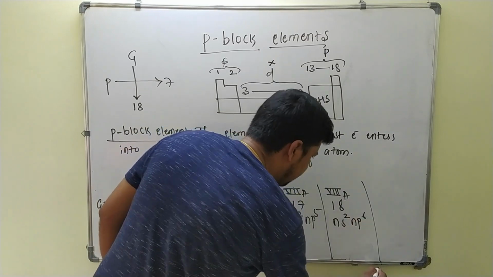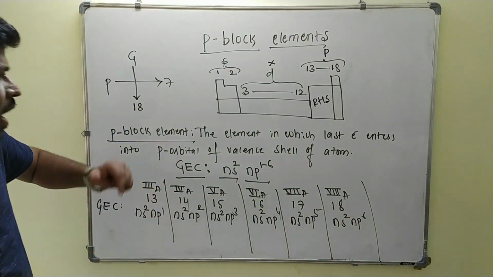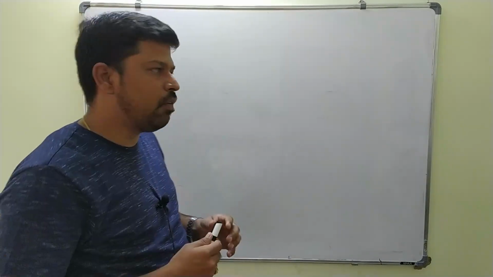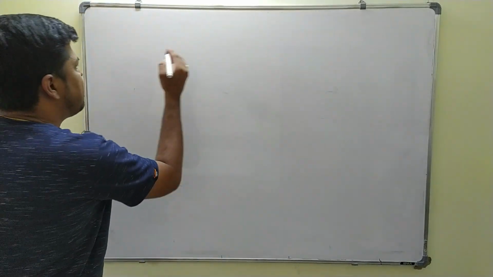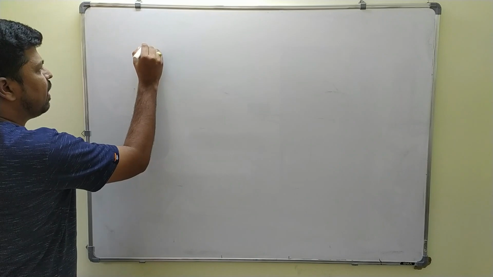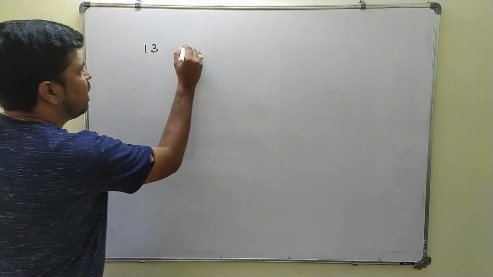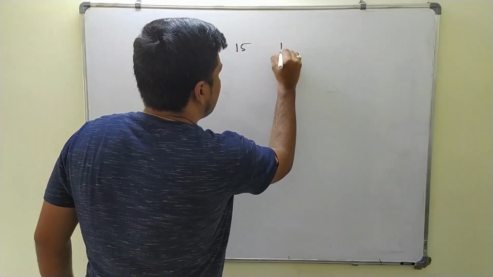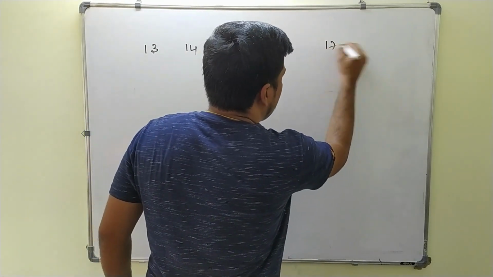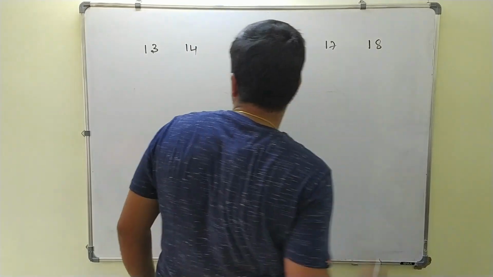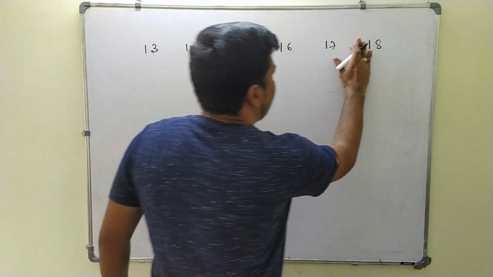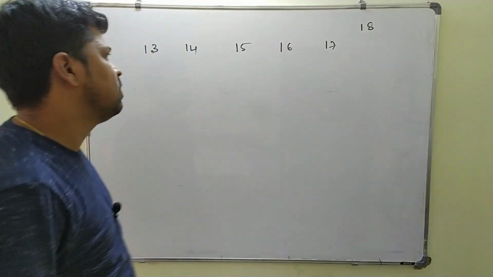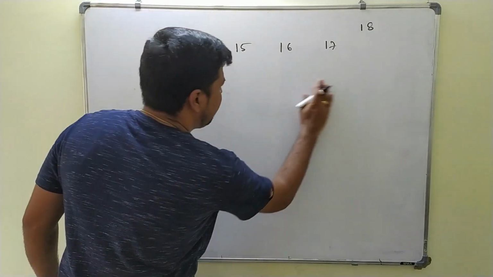Now we will write the elements present in each group and their atomic numbers. This is group 13, 14, 15, 16, 17, and group 18. I will write group 18 slightly above, so that we can write the elements perfectly.